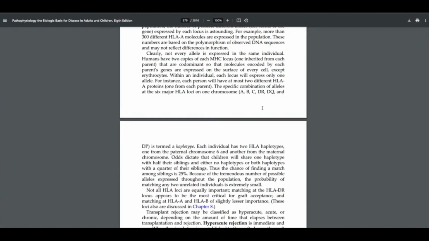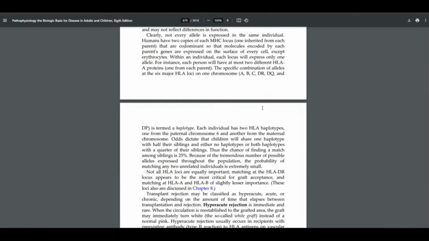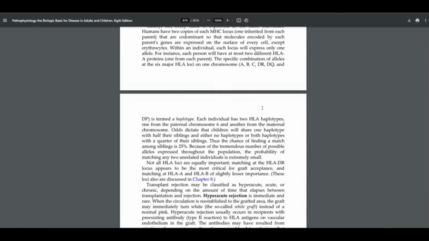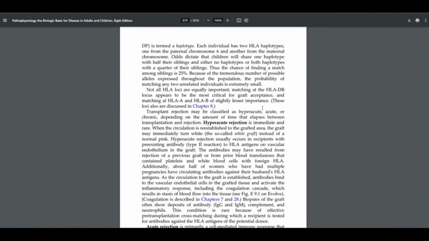Within an individual, each locus will express only one allele. For instance, each person will have at most 2 HLA-A proteins. A specific combination of alleles at the 6 major HLA loci on the chromosome, A, B, C, DR, DQ, and DP, is termed a haplotype. Yeah, you guys just copied that from Chapter 8 and plugged it back in here. We've definitely read that before.